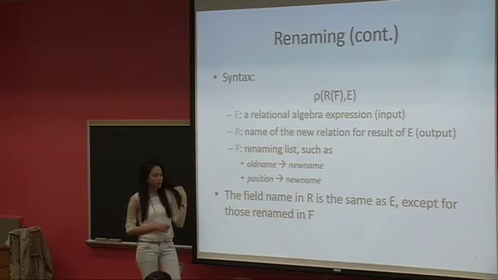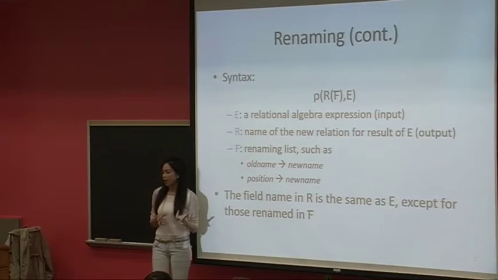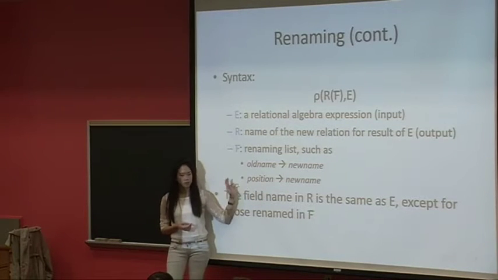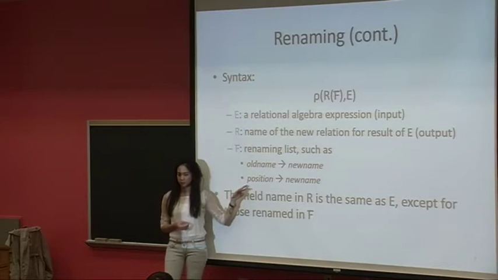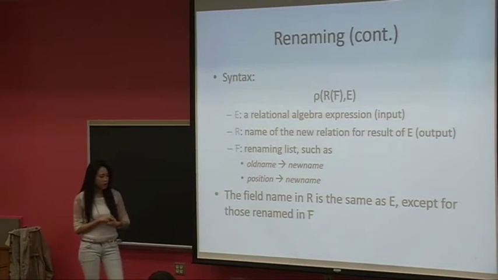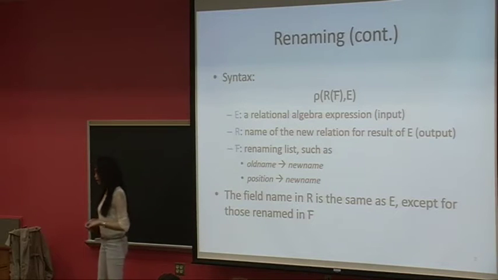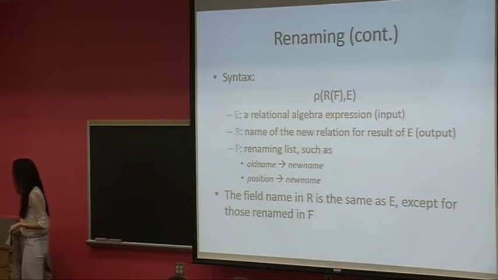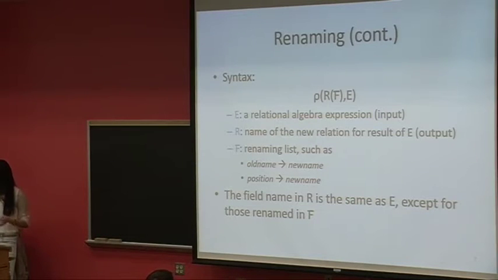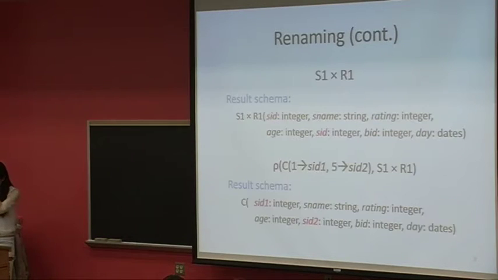So remember last time we said to refer to an attribute, you can either use position or the name. So sometimes you can also just use the position. For example, you can do S1.1, then we know it's the first attribute. Okay, so that's for renaming. So the field name in R is the same as the E, except for those renamed in F. So if you don't specify the newer name in the renaming list, then the result will just keep the same name. So let's see how we can do that.